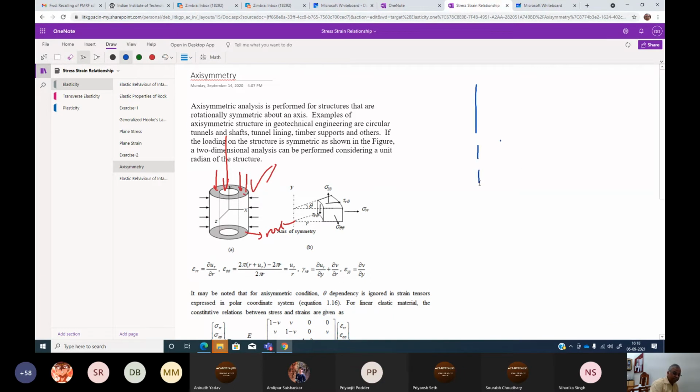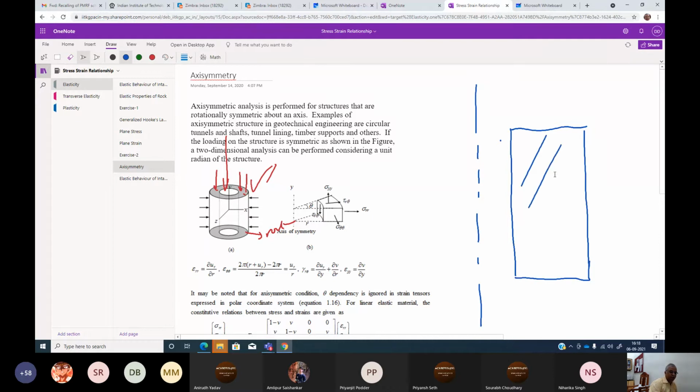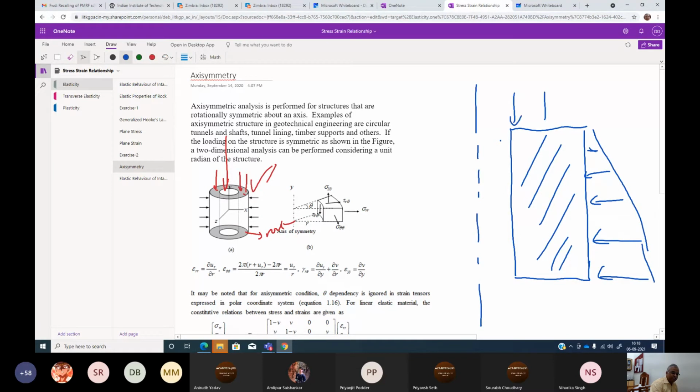This is my symmetric axis. So how does it become 2D? Let's say I'm taking this. This is my rock. Now load may be applied something like that. Maybe it has been applied here also. Now this is maybe, let's say, the x-axis, and this may be the y-axis. So this still becomes 2D.